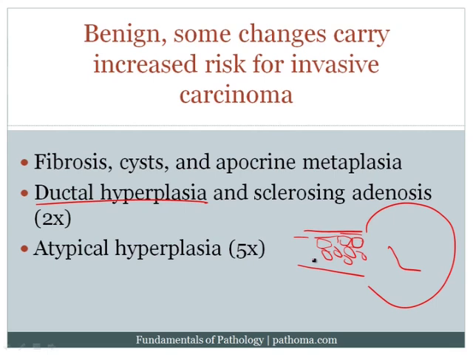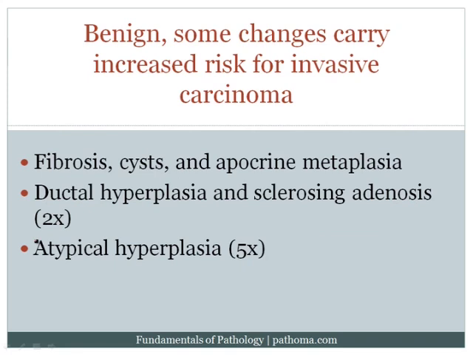Now, ductal hyperplasia has a 2 times increased risk of development of cancer. So that if a normal woman has her standard risk, if she has ductal hyperplasia on a biopsy, she now has a 2 times increased risk of developing invasive carcinoma sometime in the future. Another disorder that could result in an increased risk would be something called sclerosing adenosis.